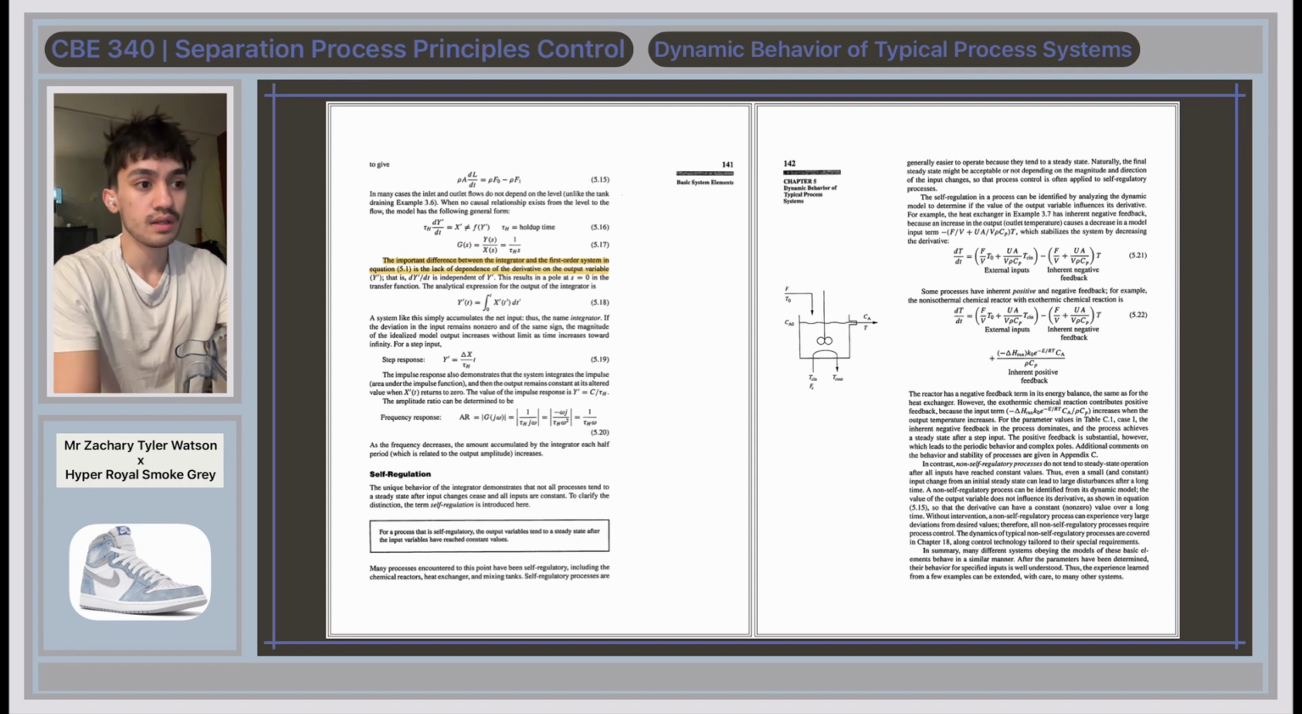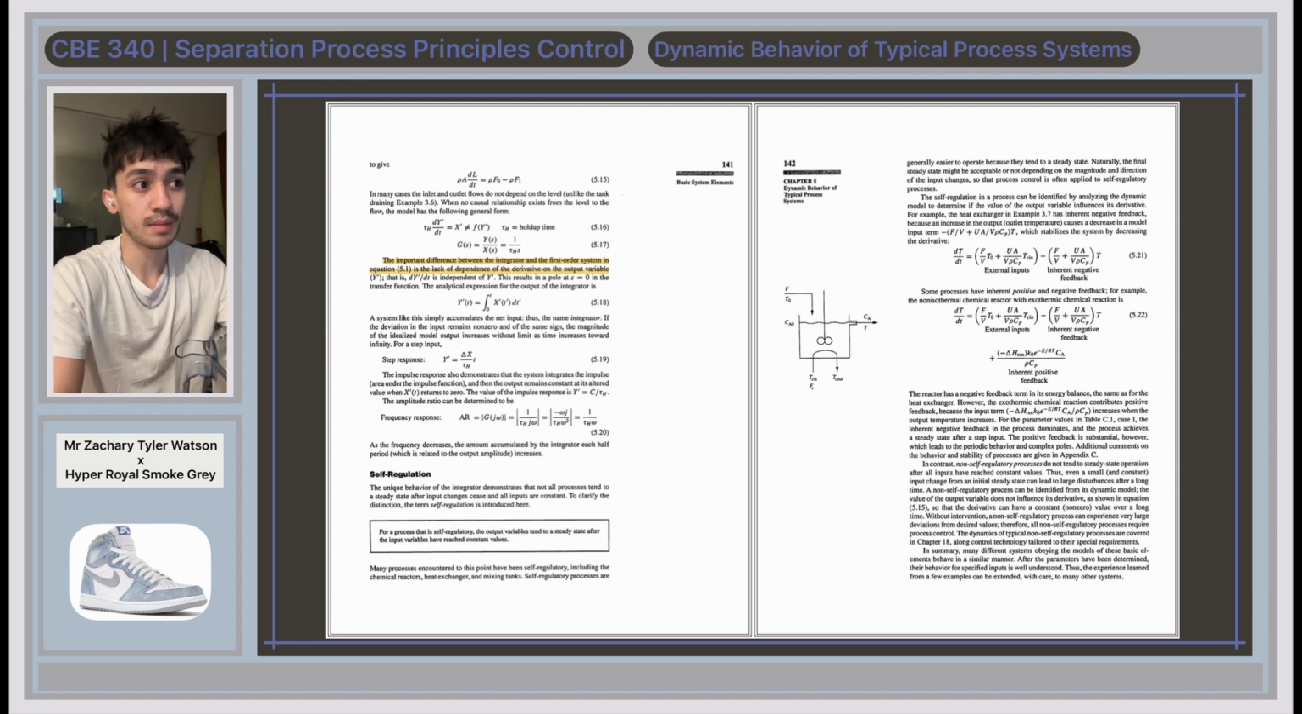Next, we have self-regulation. The unique behavior of the integrator demonstrates that not all processes tend to a steady state after input changes cease and all inputs are constant. To clarify the distinction, the term self-regulation is introduced here. For a process that is self-regulatory, the output variables tend to a steady state after the input variables have reached constant values. Many processes encountered to this point have been self-regulatory, including the chemical reactors, the heat exchangers, and mixing tanks. Self-regulatory processes are generally easier to operate because they tend to a steady state.